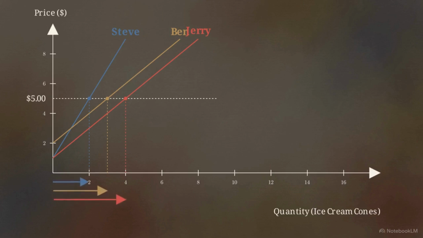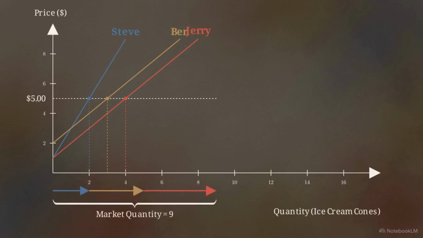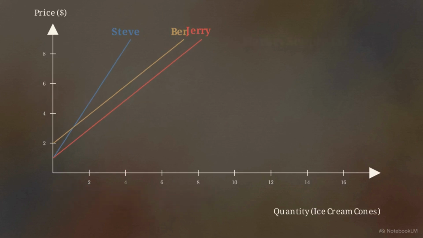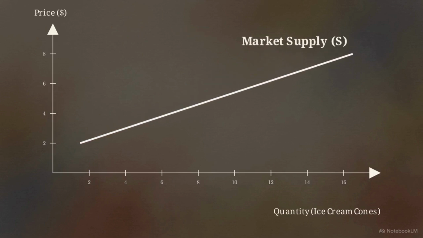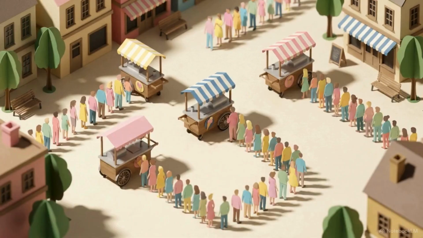We do this by picking a price point and adding together the specific number of cones Steve, Ben, and Jerry are each willing to sell at that price. This collective line represents the total reaction of every seller in the market to the current price.